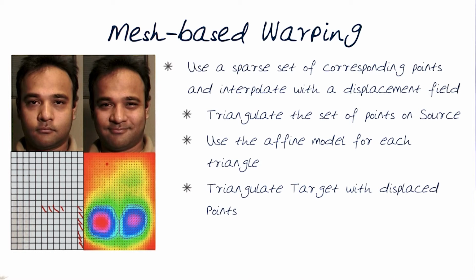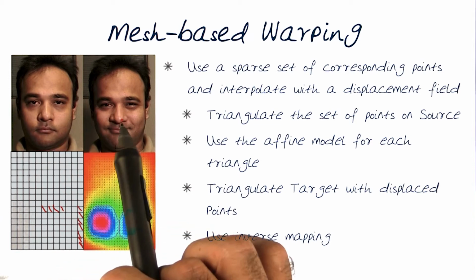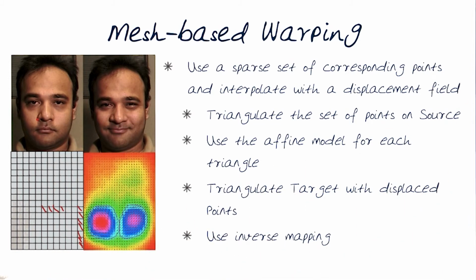So using this, we can come up with a model of how we would transform a region of points from here to get to this. And of course, to achieve this, we will use the affine model for each and every one of the triangles. Then we'll use inverse mapping to go from there to here and then generate a warp field.